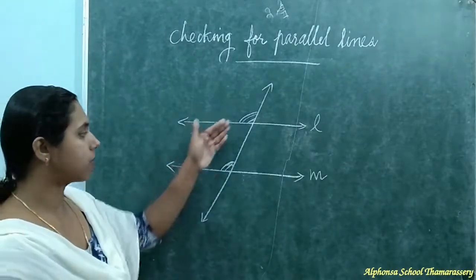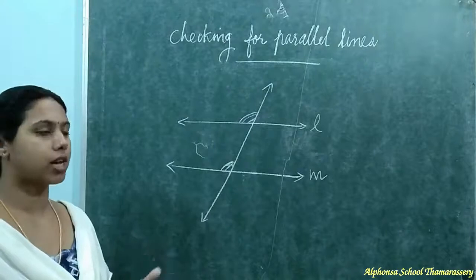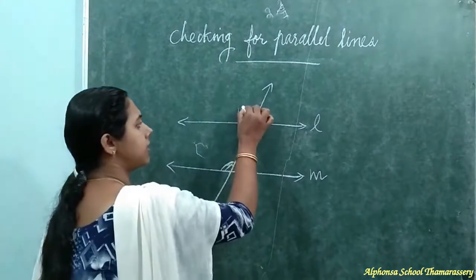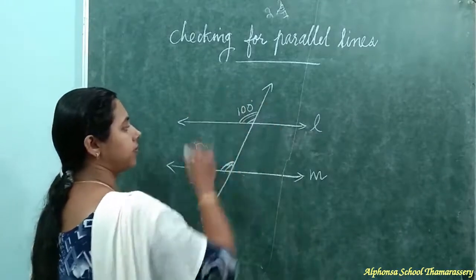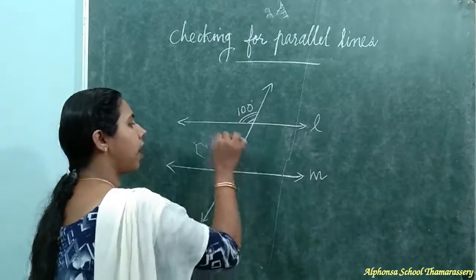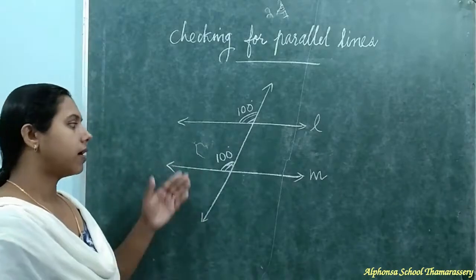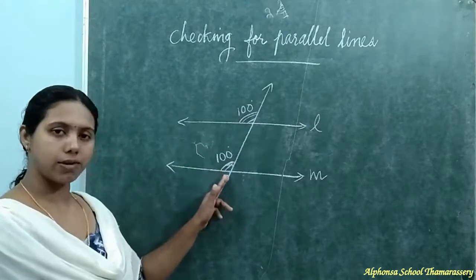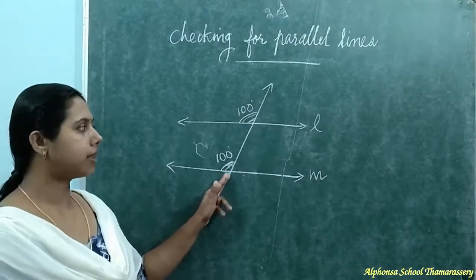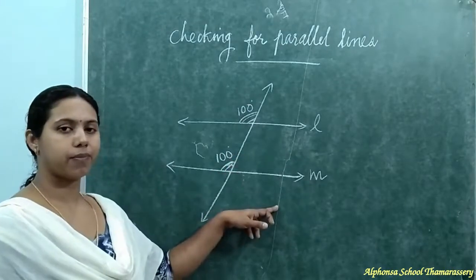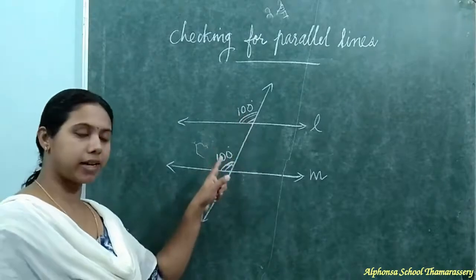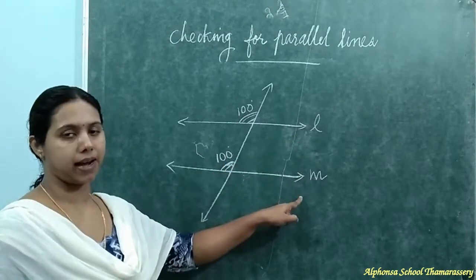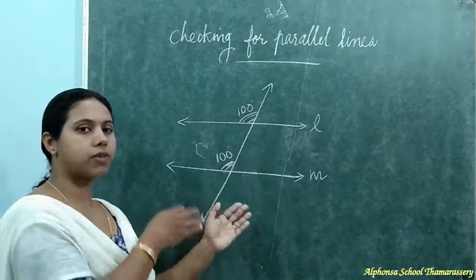Then if these corresponding angles are given, how do you check whether it is parallel or not? Suppose this angle is 100 degree and this is also given as 100. The corresponding angles are equal. So can you say that these lines are parallel? Yes. If these corresponding angles are equal, then the lines have to be parallel. That is the converse of the first condition.